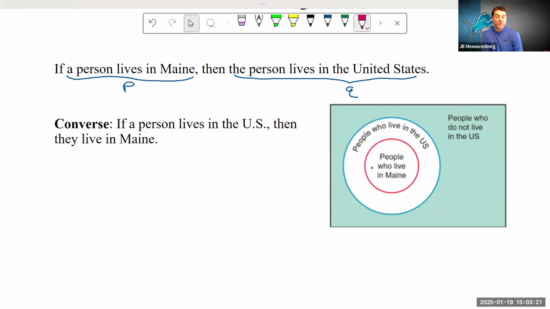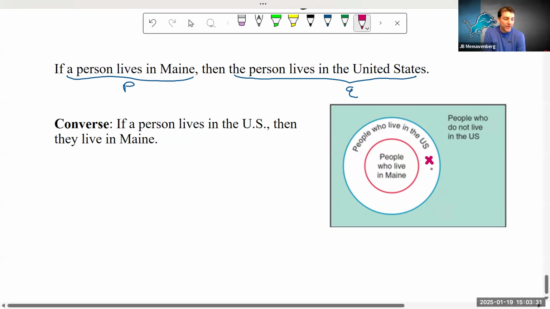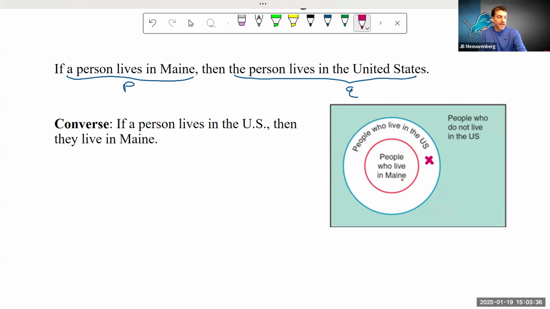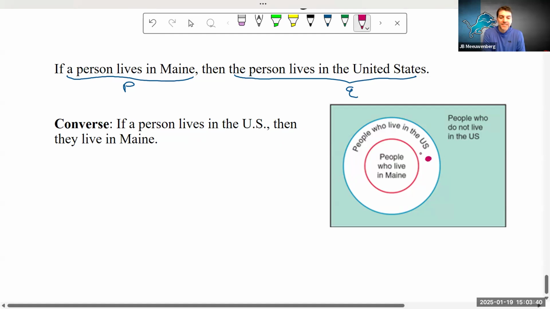Well, is that a true statement or not? Does everyone that lives in the United States also live in Maine? No, of course not, right? We have people out here who live in the US that are not in Maine. I guess I should make that a dot, shouldn't I? So we know that is not necessarily true, right? It may be true, but in this case, it's not necessarily true. So now let's look at the inverse.